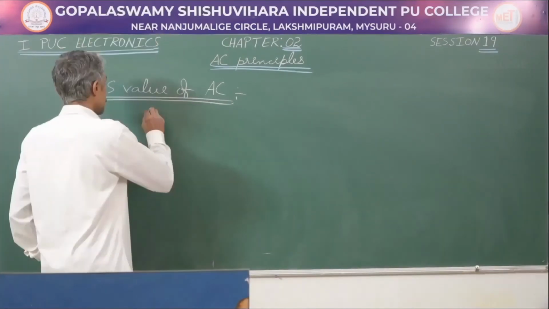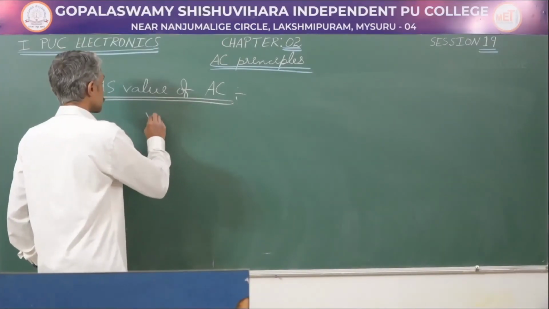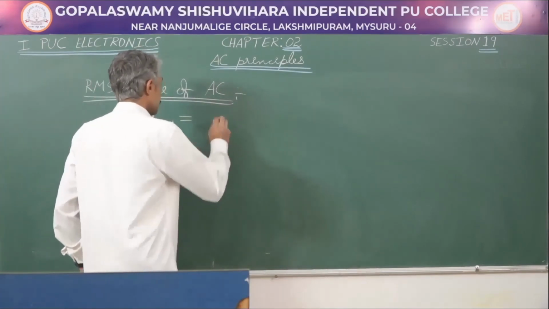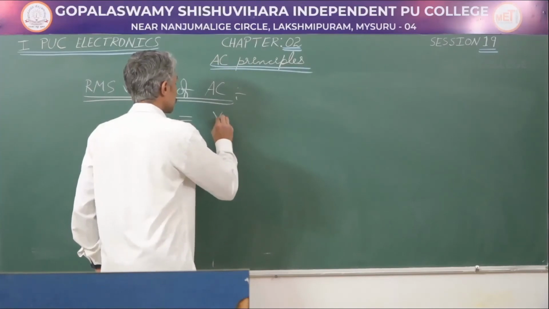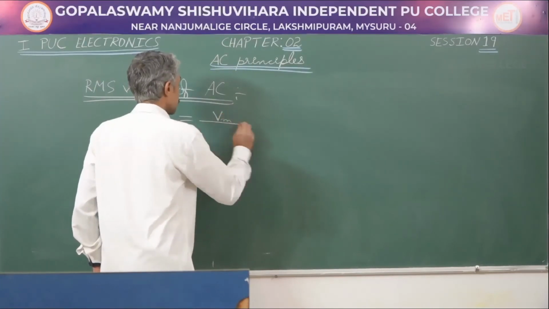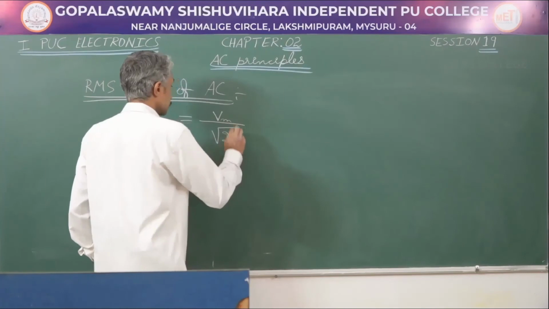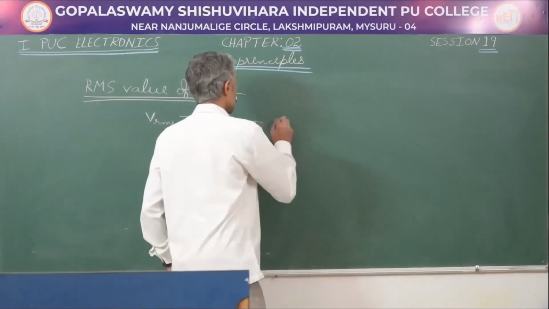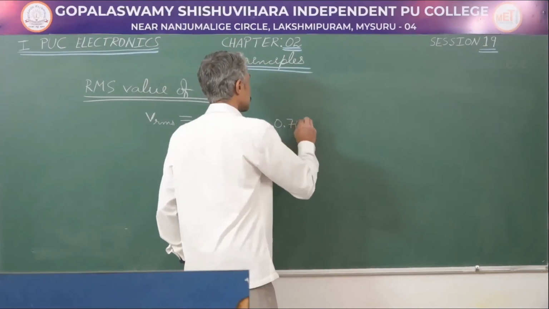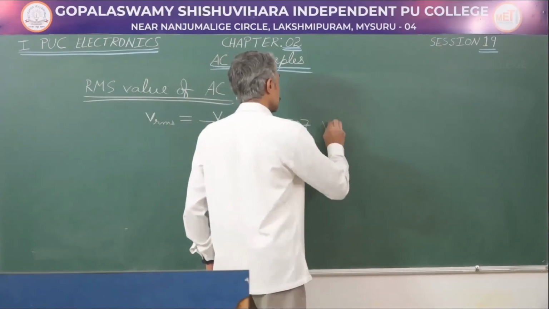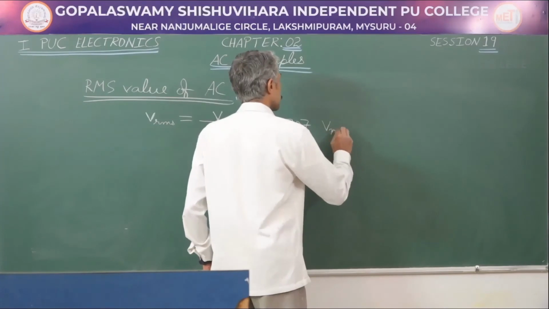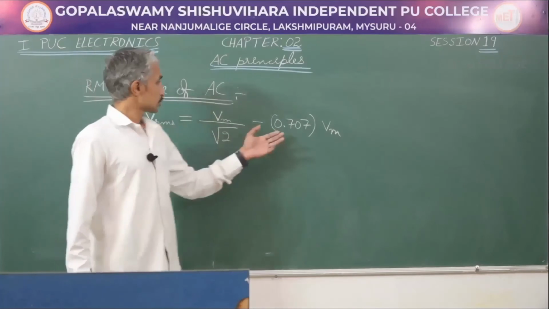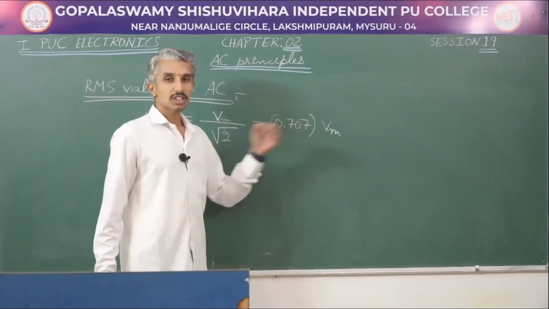What about mathematics? The RMS value, which is V subscript RMS, is mathematically equal to the peak value divided by root 2. Further simplifying, 1 by root 2 gives us 0.707, and therefore the other way of writing Vrms is 0.707 times the peak value.